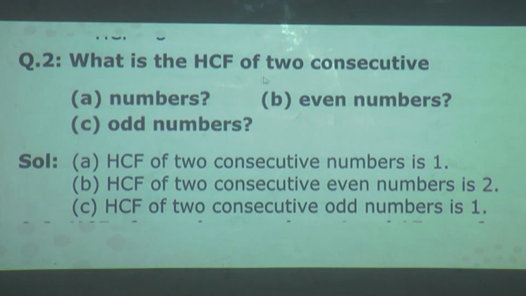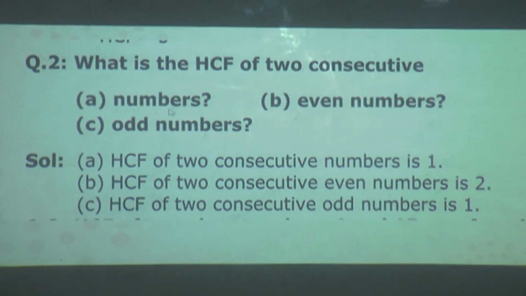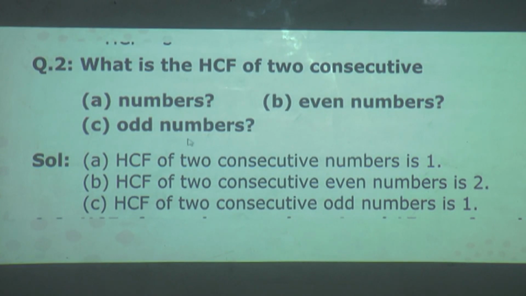What is the highest common factor of two consecutive numbers, even numbers and odd numbers? See here, we have to find the HCF of different numbers as given below. HCF of two consecutive numbers is always 1. And HCF of two consecutive even numbers is always 2. And HCF of two consecutive odd numbers is 1.